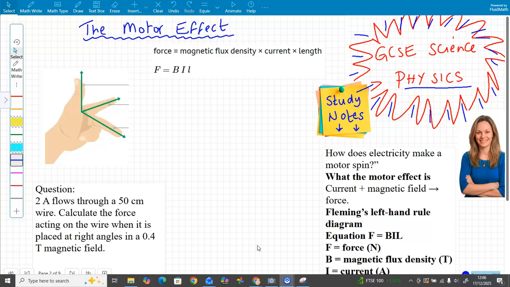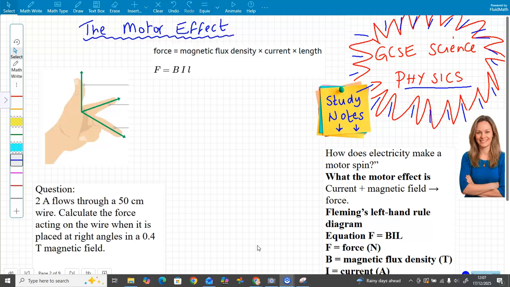You need to know how to use an equation, and you need to know about some rules to do with your hands. So you might have been taught this, but if not, to be able to work out questions on the motor effect or understand it, you have to know about a rule called Fleming's left-hand rule. And there's a little way that you could remember it when you're in the exam, and what it's about. I'm going to talk about that with you now.